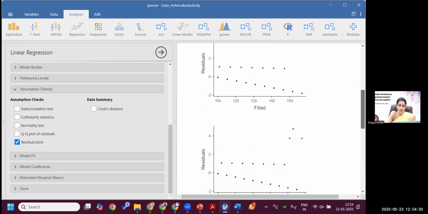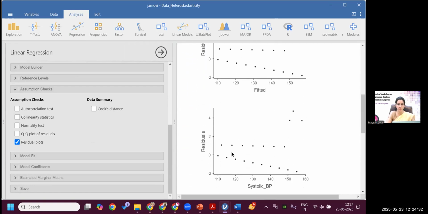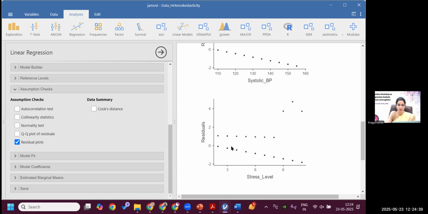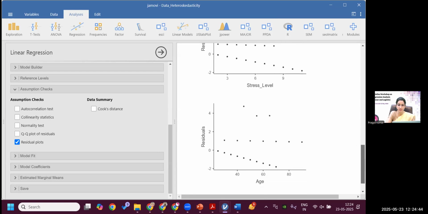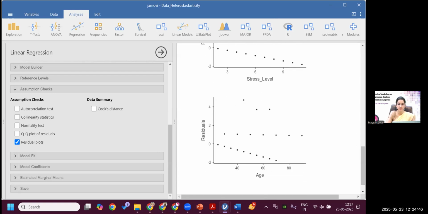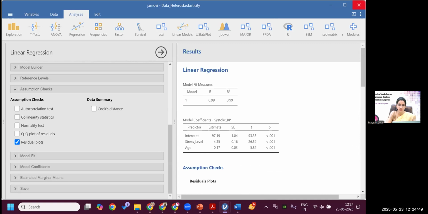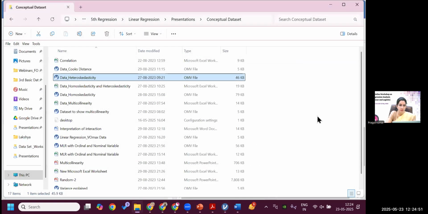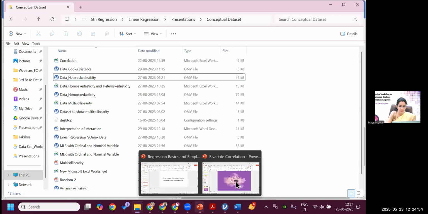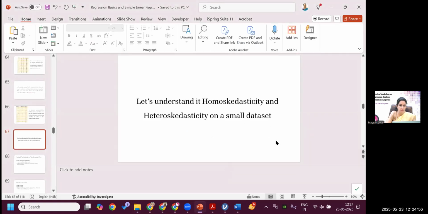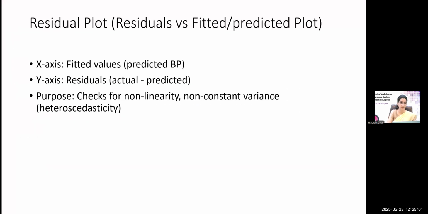Now you can see that there's a fanning out. If you take a line, then again the distances are not the same. There's a fanning out. You can see there are a few residuals here. The distances of the residuals are not the same. So that means the data is heteroscedastic. Now, these are the plots which I wanted to tell you.